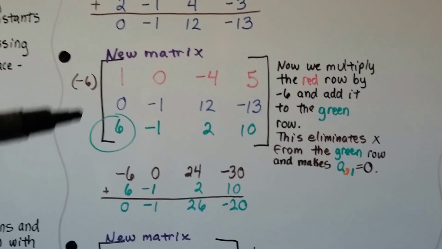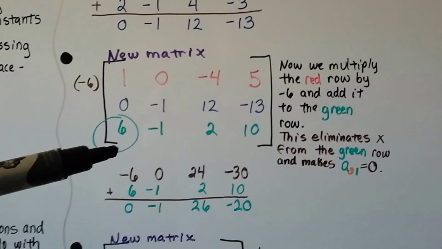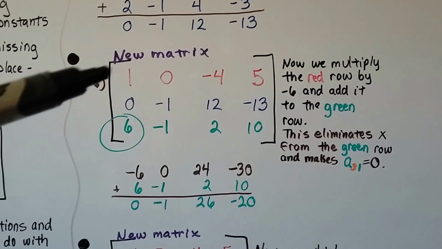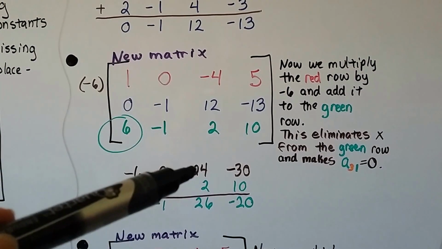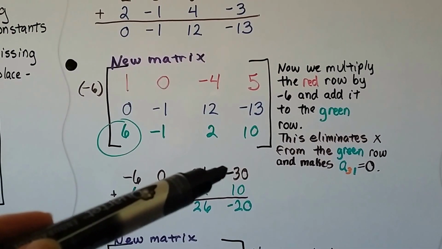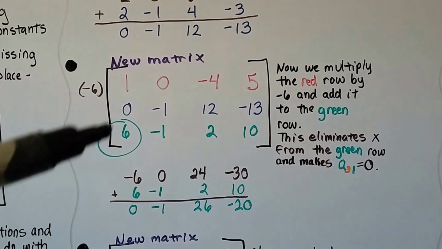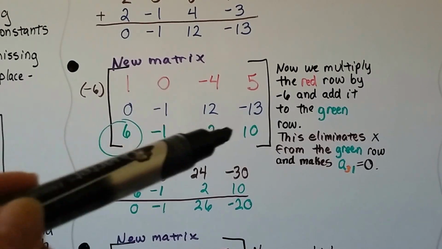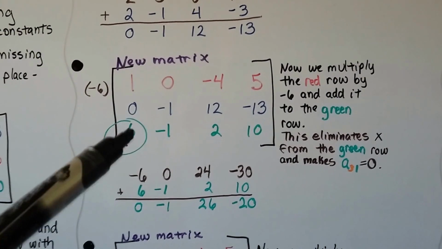Now we're going to multiply the red row by a negative 6 and add it to the green row so that we can make this one a 0. So negative 6 times 1 is negative 6. We've got a 0. We've got a positive 24. And we've got a negative 30. And we add it to the green row so that this position, this is A sub 3, 1, third row, first column, see, 3, 1, we're going to make that a 0.